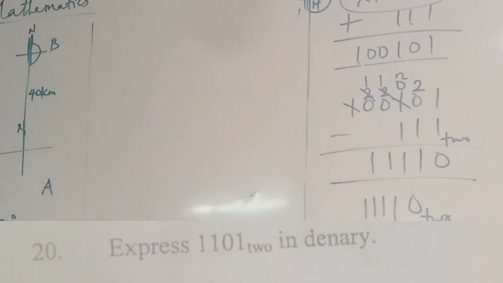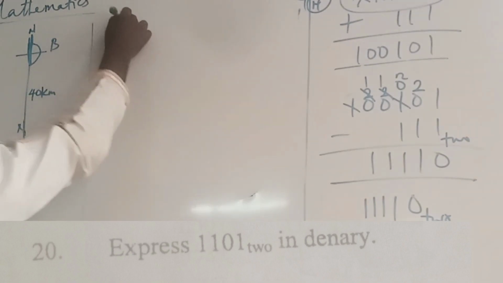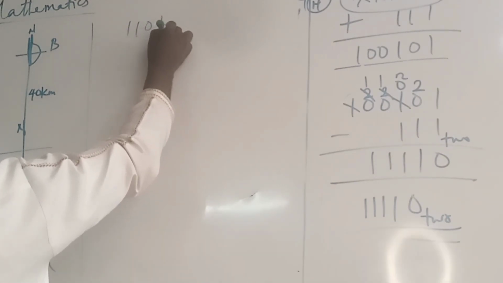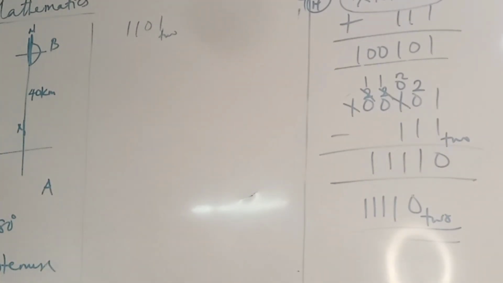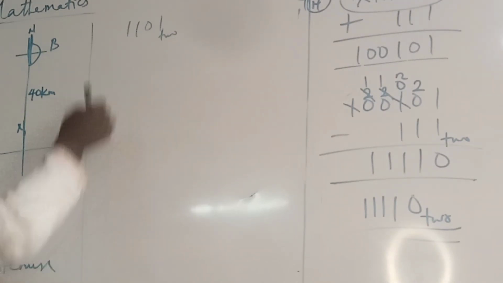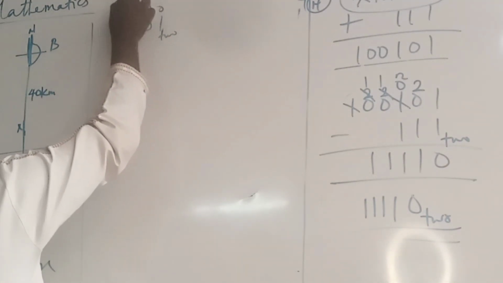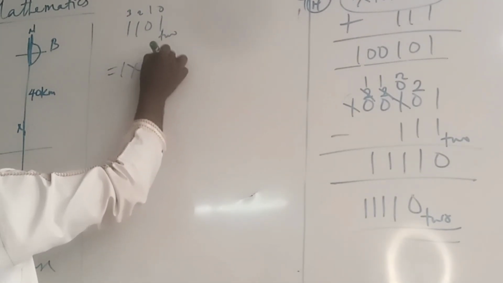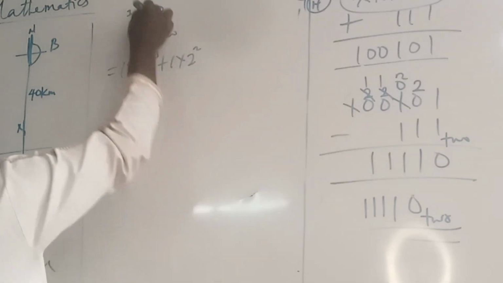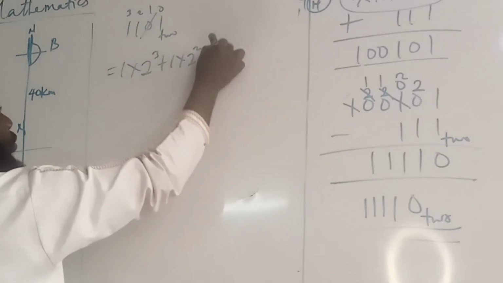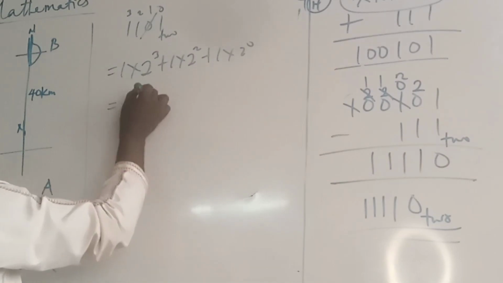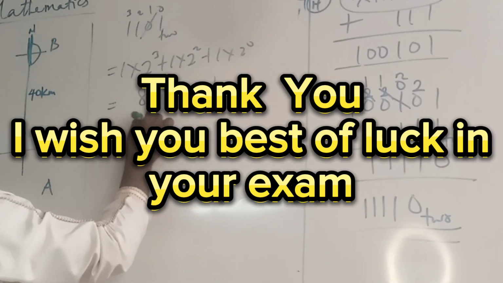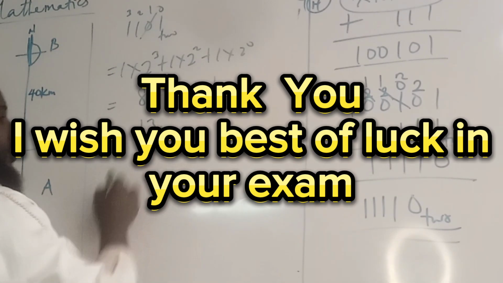Express 1101 base 2 in denary. Denary is base what? 10. So we convert it to base 10, 0, 1, 2, 3. So that means 1 times 2 raised by 3 plus 1 times 2 raised by 2. We don't need this. Plus 1 times 2 raised by 0. This is 8 plus 4 plus what? 1. That is what? 13 base what? 10.